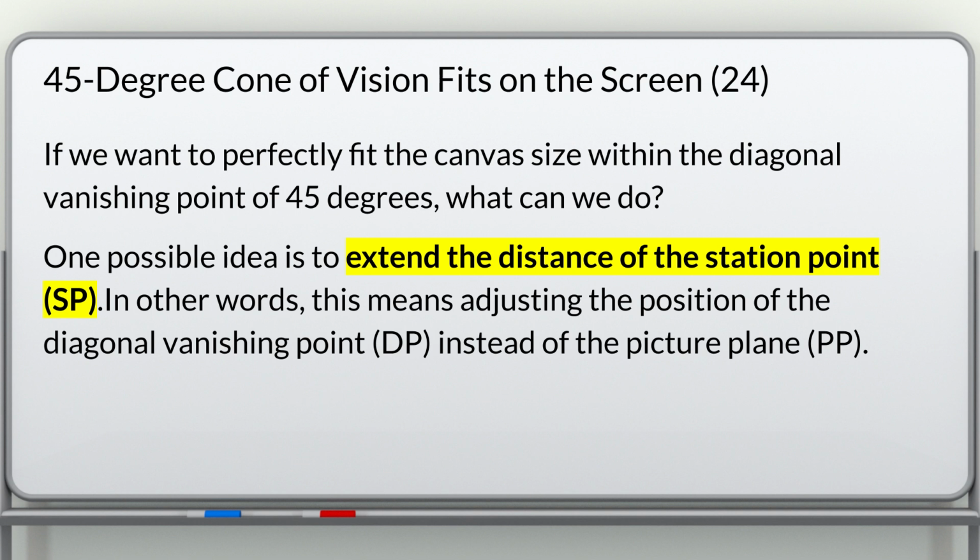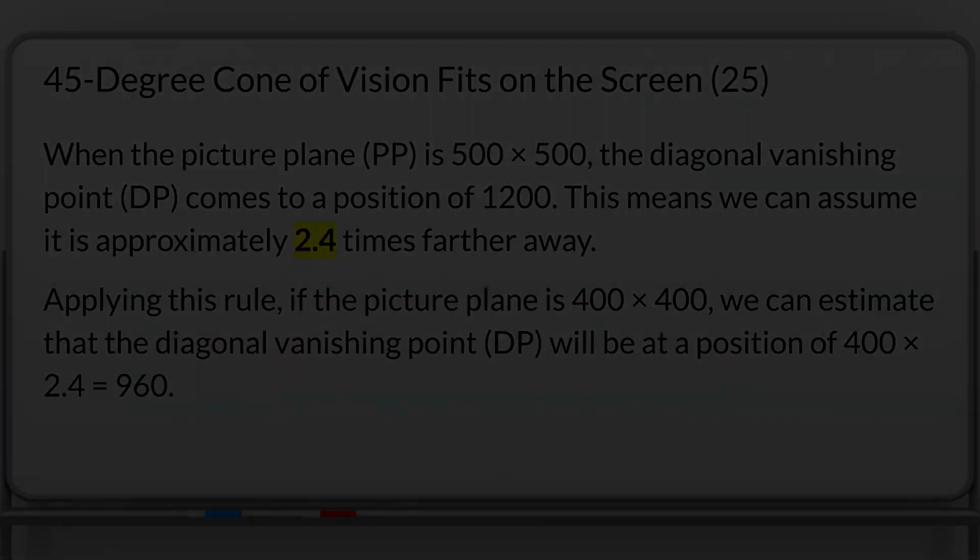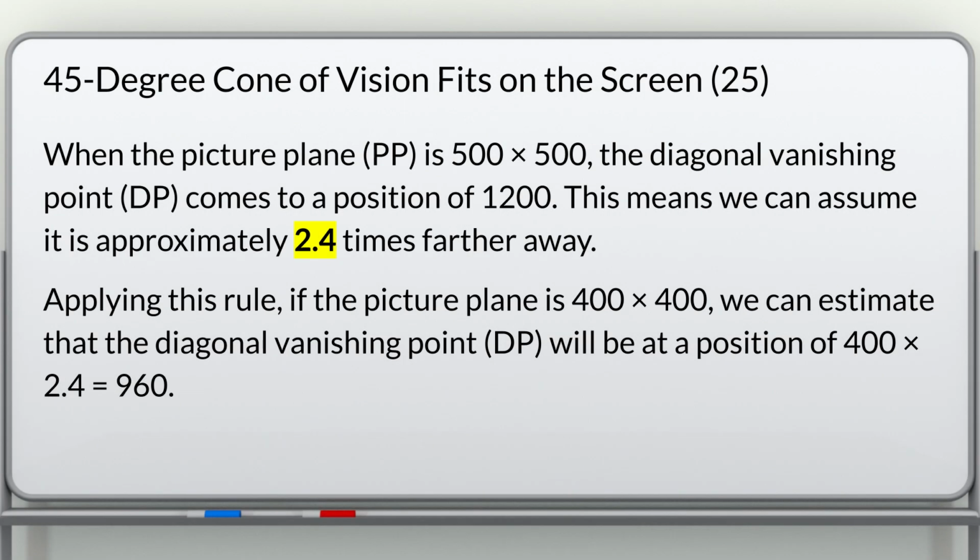One possible idea is to extend the distance of the station point. In other words, this means adjusting the position of the diagonal vanishing point instead of the picture plane. When the picture plane is 500 x 500, the diagonal vanishing point comes to a position of 1200. This means we can assume it is approximately 2.4 times farther away. Applying this rule, if the picture plane is 400 x 400, we can estimate that the diagonal vanishing point will be at a position of 400 x 2.4 equals 960.